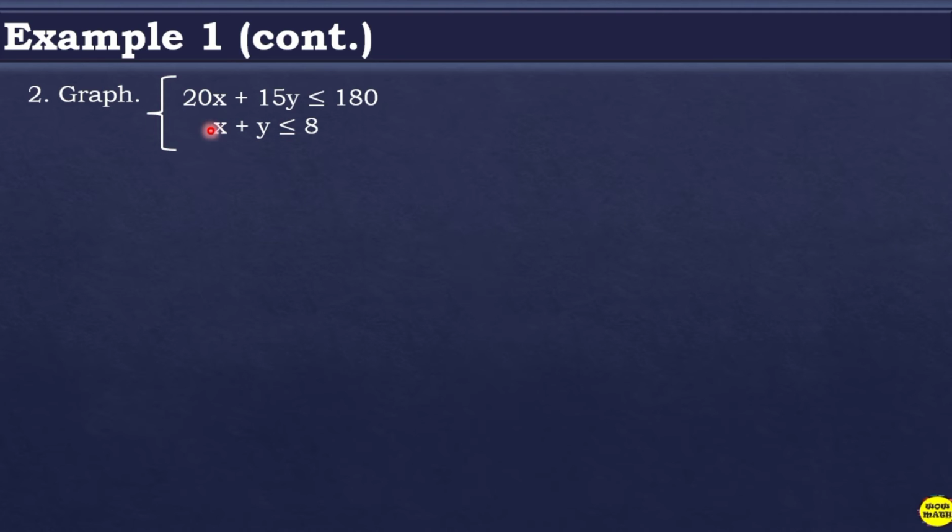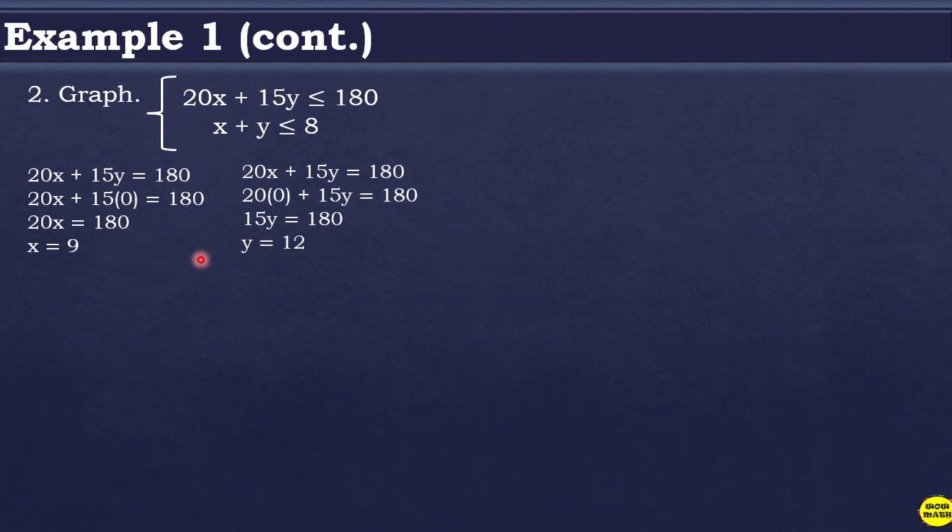Okay, mag-graph tayo. Since pareho silang naka-standard form, ang gagamitin natin ay parehong intercept method. Kukunin natin yung x-intercept, which is 9. And then, kukunin natin yung y-intercept, which is 7. Paano nakuha? Panoorin nyo po yung video tutorial. Meron po tayong detailed discussion about this. Make sure na naka-rewrite muna siya as equation. After natin makuha yung x at y-intercept, kukuha tayo ng test point. I-check natin para malaman natin kung saang part ang isi-shade natin.